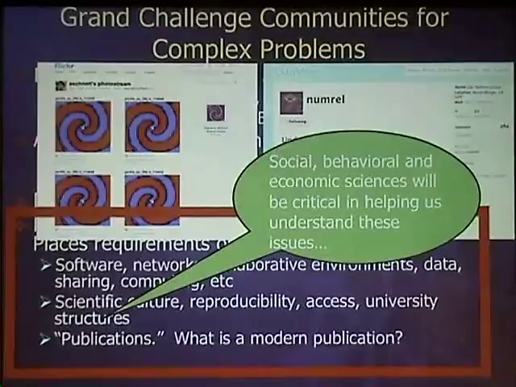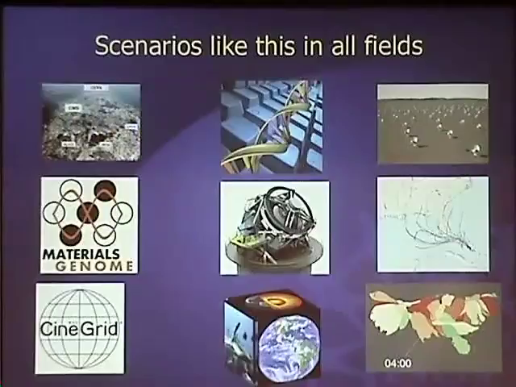So one point about all of this is that this new way of doing science, I think, is going to require research into how people collaborate fundamentally. And so social, behavioral, and economic sciences are going to be critical to understanding this new style of collaboration across much larger scales.